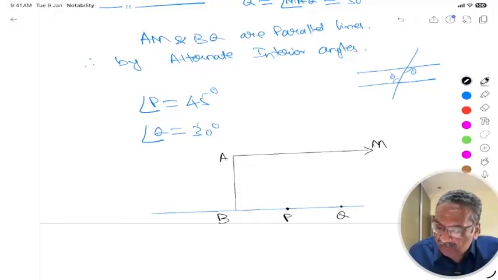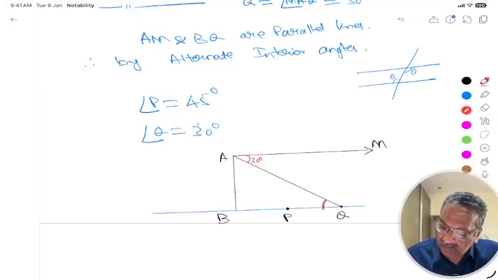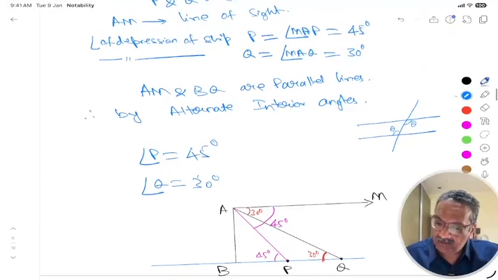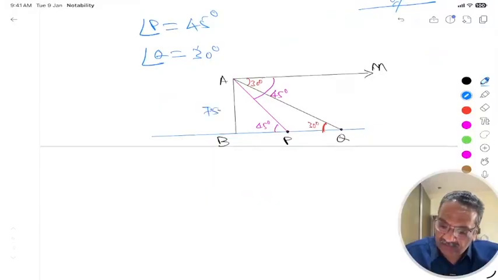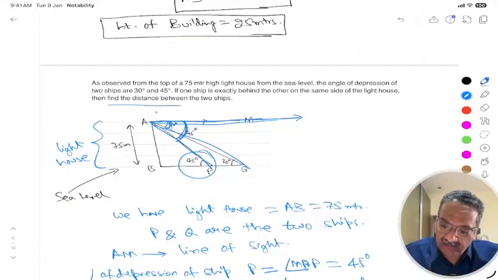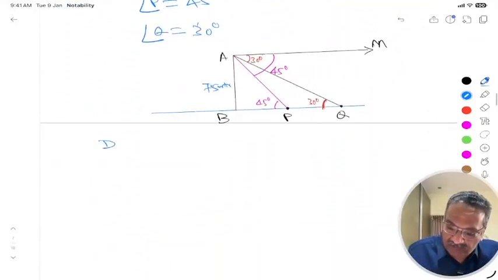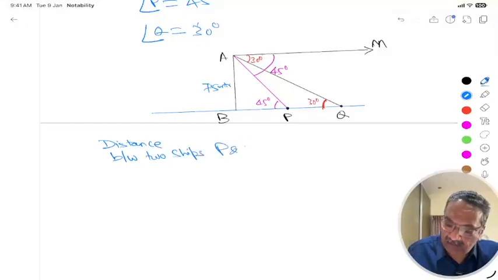Alright, now the angle of depression of ship Q is given to be 30 degree. So if this is 30 degree, alternate interior angle Q, this will also be 30 degrees. Similarly the angle of depression of ship P, this one, this is 45 degrees. So this will also be 45 degrees. Okay. Now what they have asked, they have given this to be 75 meter. They are asking us to find the distance between the two ships. So distance between two ships P and Q is equal to PQ. This distance they are asking. Let us call this as X. Let distance PQ be X.